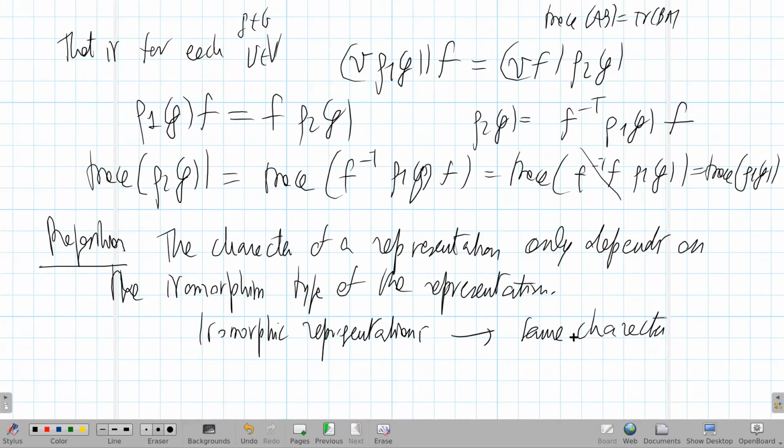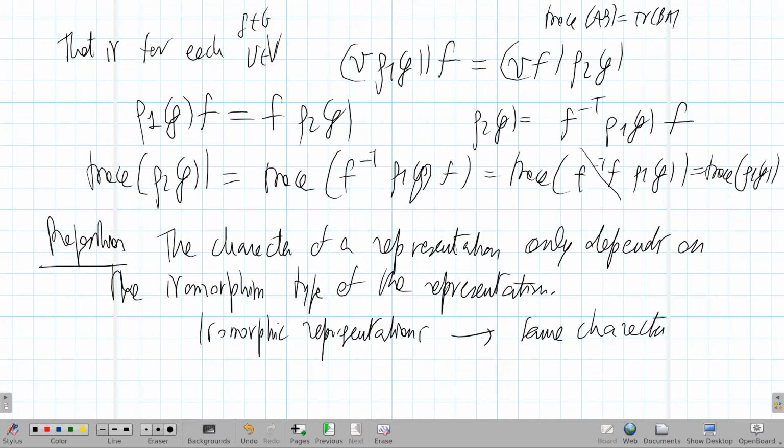This is much better. Because to show that two representations are isomorphic, in principle, means finding F. And there are many Fs, because they are base changes. But isomorphism, which means being the same for some base change, means exactly equality of characters, which is much easier to check. You simply check whether the two characters are the same. You don't have to invent an F. Just check whether they are the same.